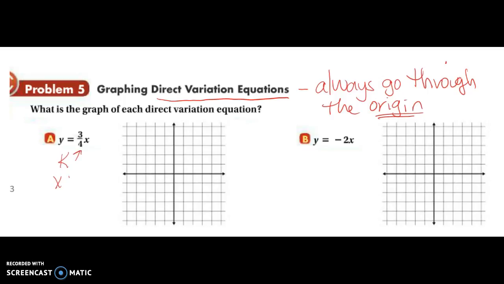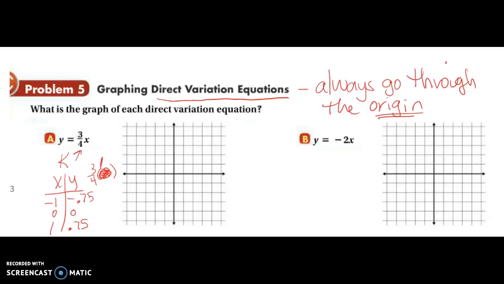What we could do is make a t-chart and do a table of values. Let's try -1, 0, and 1. If I plug -1 for the x, I get 3/4 times -1, which is -3/4, or -0.75. If I put a 0 there, 3/4 times 0 is 0. If I put a positive 1, 3/4 times 1 is 3/4, or positive 0.75.